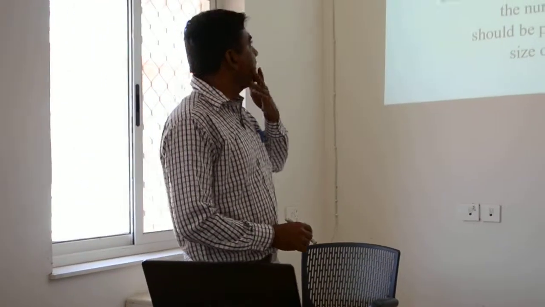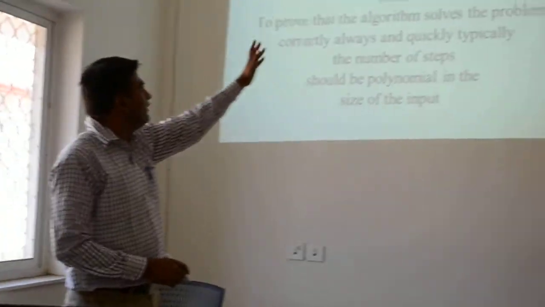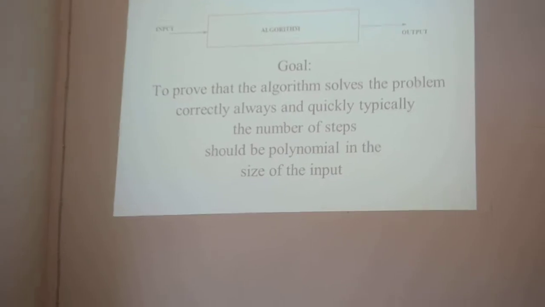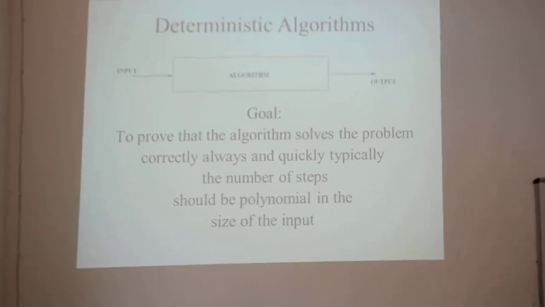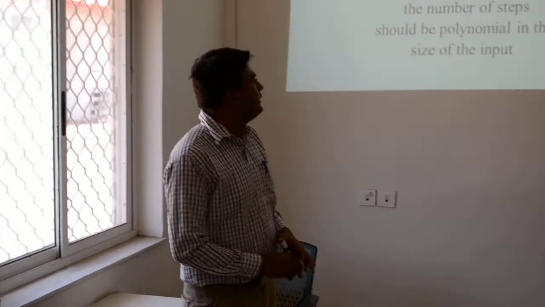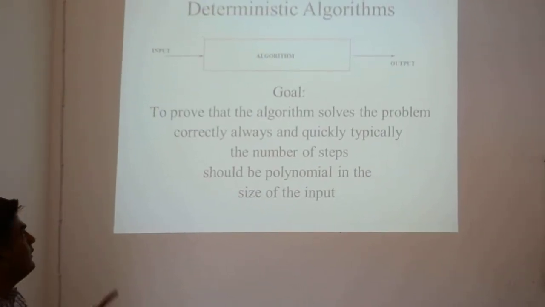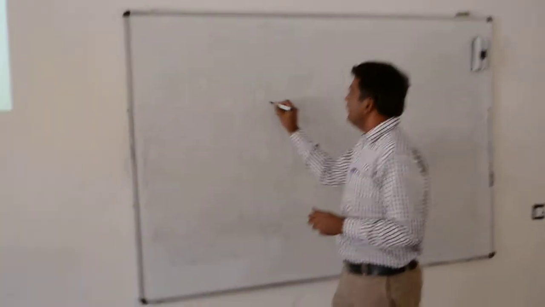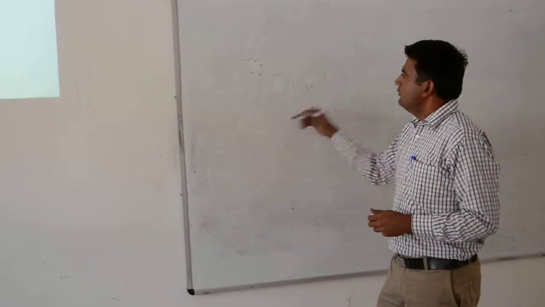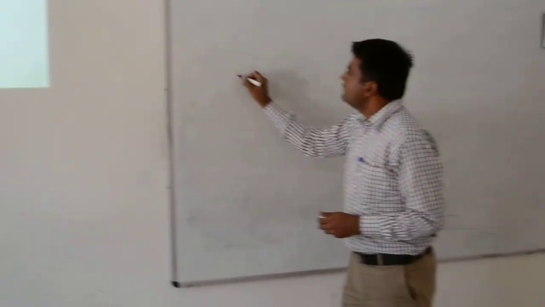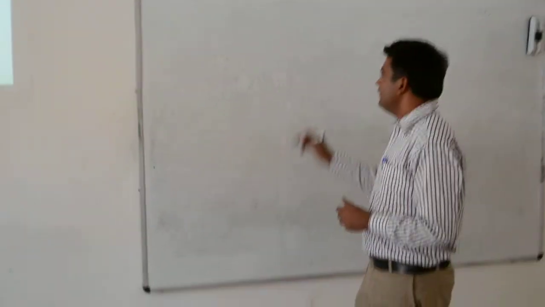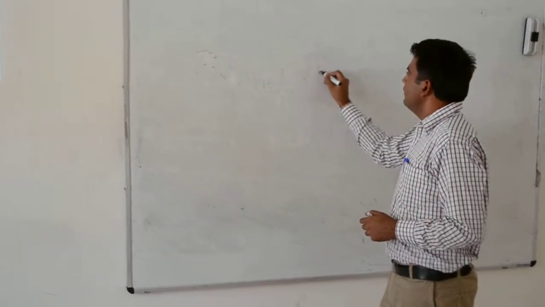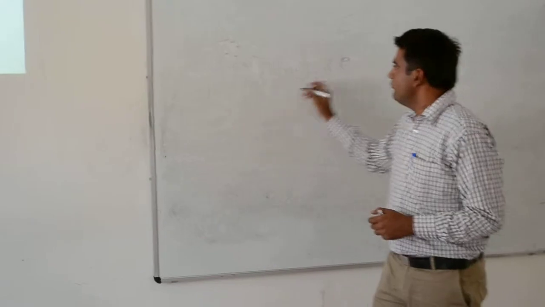In a deterministic algorithm, as we can see, there is an input, an algorithm, and an output. Our goal is just to prove that the algorithm solves the problem correctly always, and typically the number of steps should be polynomial in the size of the input. So in this deterministic approach we have an algorithm, and we give a certain input, and based on this algorithm the output will be generated. For a given input, the output will be fixed.